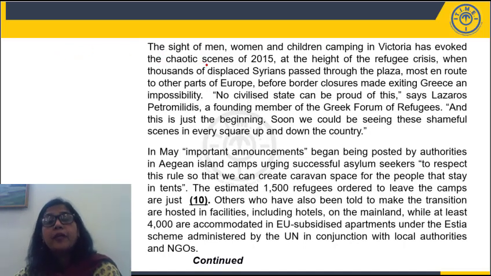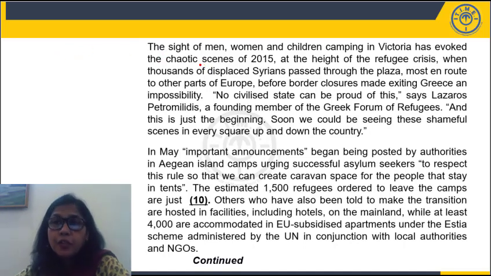The sight of men, women, and children camping in Victoria Square, right? In Victoria has evoked the chaotic scenes of 2015 at the height of the refugee crisis, when thousands of displaced Syrians passed through the plaza, most en route to other parts of Europe, before border closures made exiting Greece an impossibility.